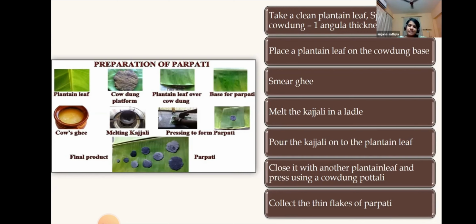And as soon as it melts, it has to be transferred or poured onto the plantain leaf, which is kept over the cow dung base. And as soon as it is poured, a fresh plantain leaf is placed over the molten kajali and pressed with a cow dung potali, the potali which is tied with freshly collected cow dung.